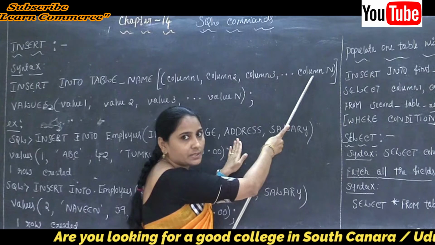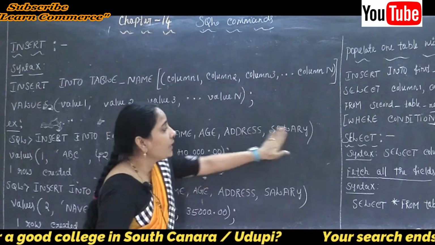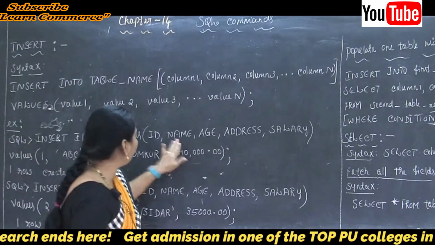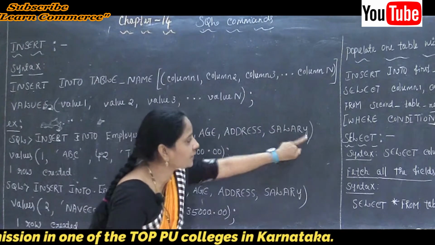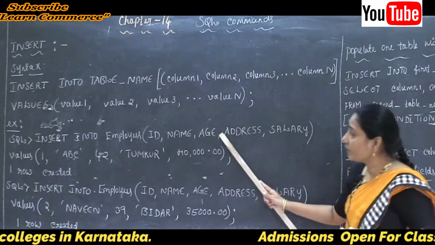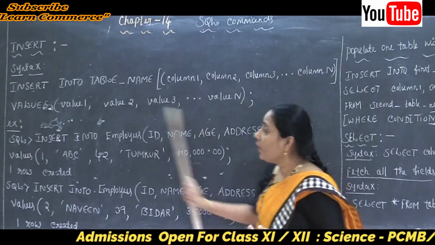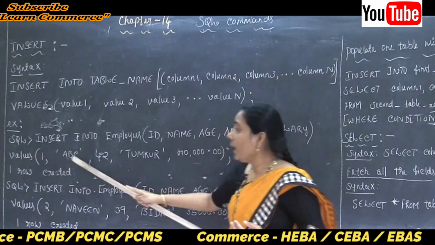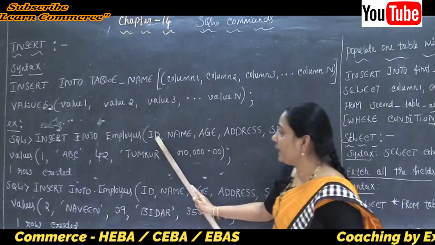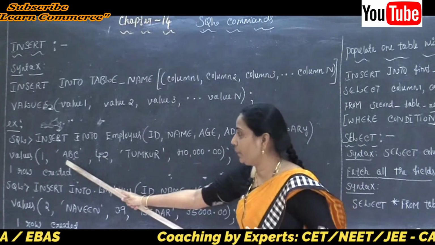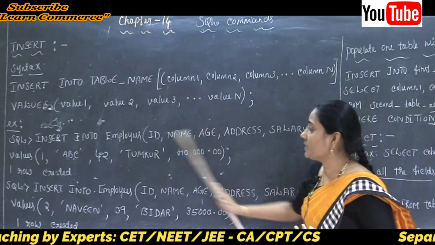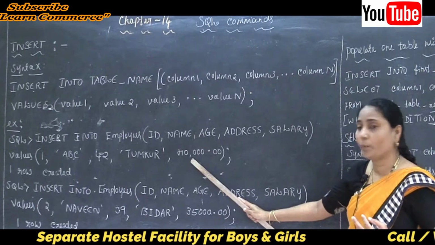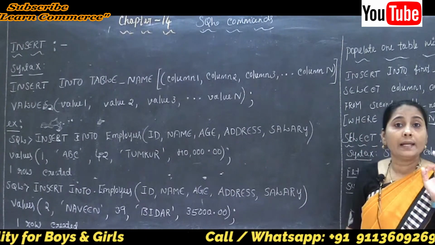The last of the columns is column N. So the address, salary, everything I separated by using a comma, and later I opened the parentheses, so such parentheses we need to close. And after that, whatever columns we completed, we need to write the values for those columns. So the values: 1 comma ABC 42, that means here ID is 1 and name is ABC. Okay, and next, age is 42, address is Tumkur, and salary 40,000.00, that means I used the decimal fraction.